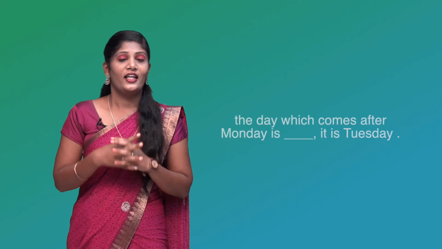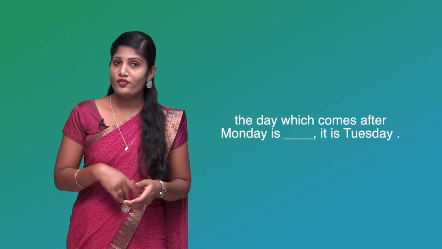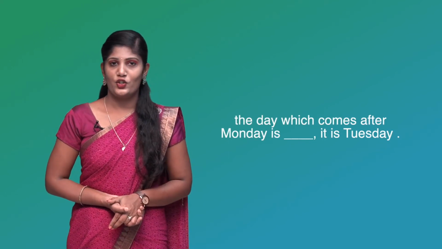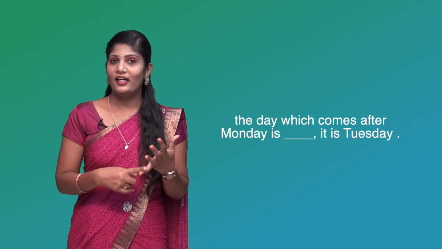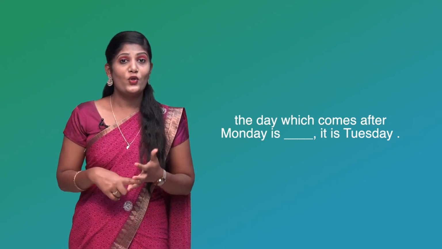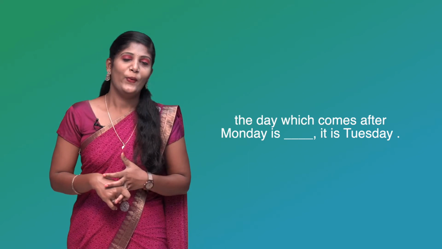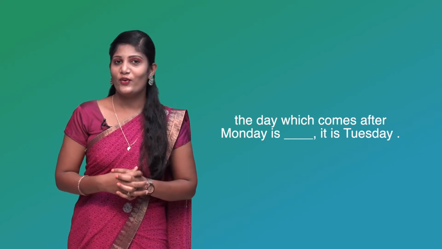So very good. So the fourth question is, the day which comes after Monday is dash. Yes, after Monday it is Tuesday, right, children? Very good. So now let's go to the next question then. Tuesday comes after dash. Yes, you're very good. Your answer is good, children. So our answer is Monday, right? So the day which comes after Monday is Tuesday.